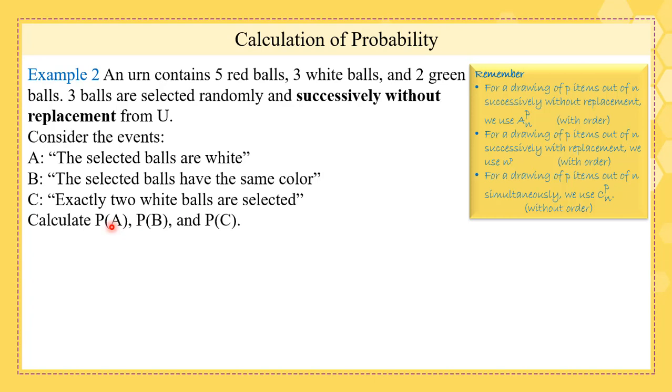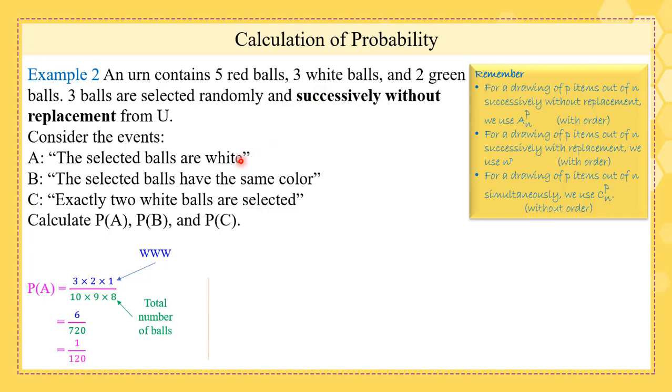Let's begin finding the probability of A, which is the probability of selecting 3 white balls. So we need here to choose white, white, white. For the first white, we have 3 possibilities. For the second white, we have 2 possibilities. And for the third white, we have only 1 possibility. Over, in general, we are talking about 10, 9, 8. Remember, the total decreases by 1 because this is a successive without replacement selection. So this would be the answer.